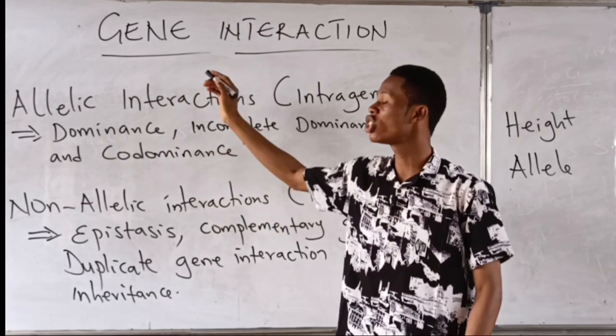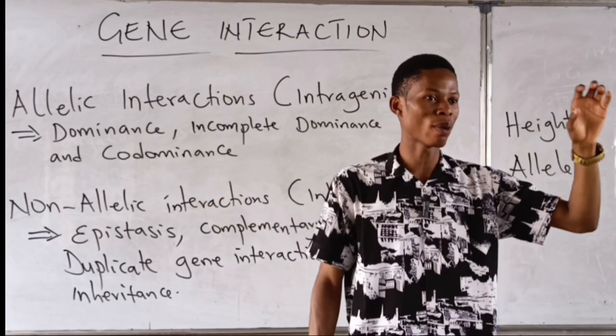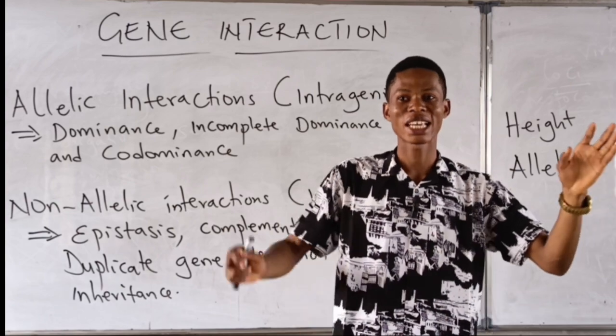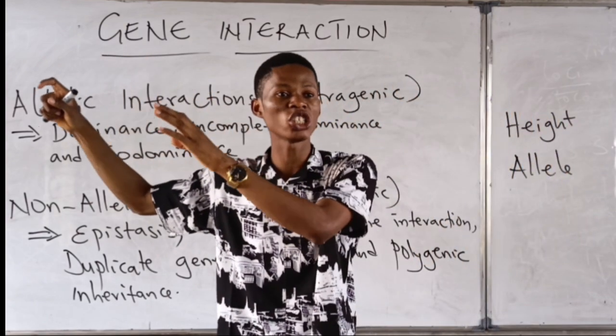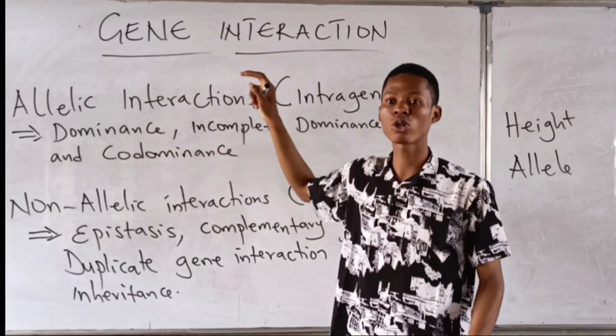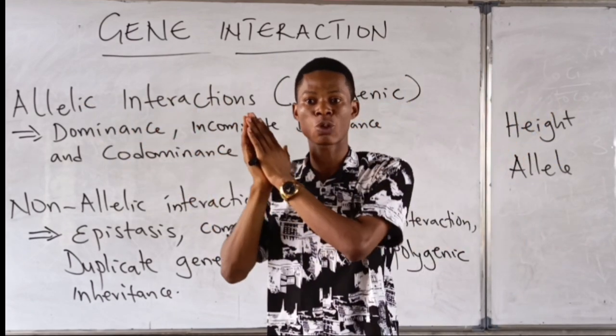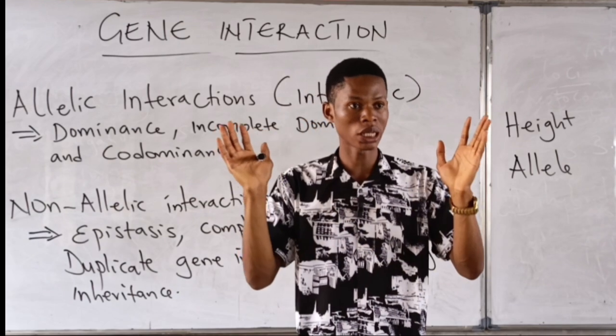Good. Now, the genes can interact with each other, meaning a gene at one place can influence the way the other gene is expressed. So when we talk about gene interaction, we are looking at how two or more genes influence each other's expression. Do you understand that?